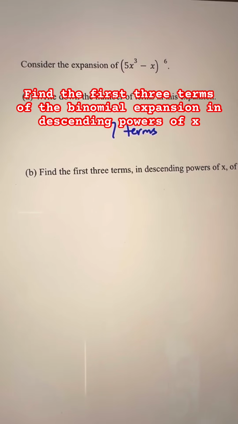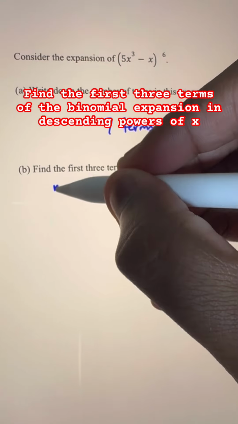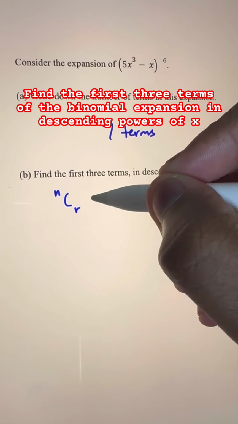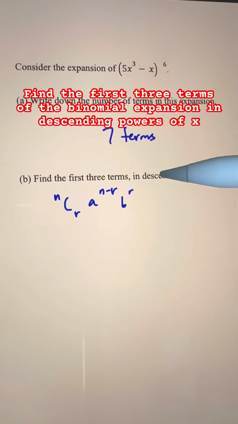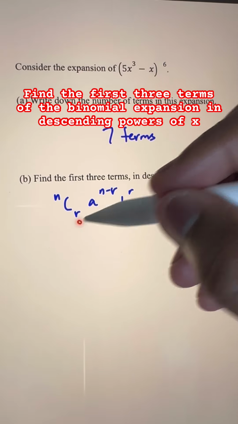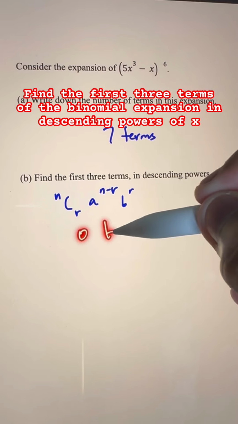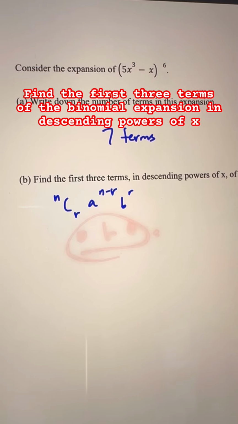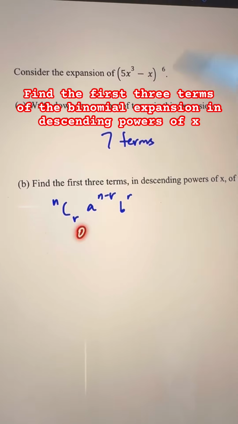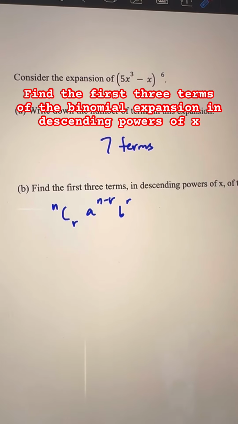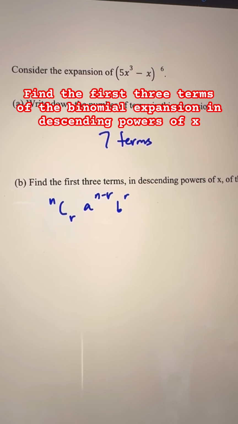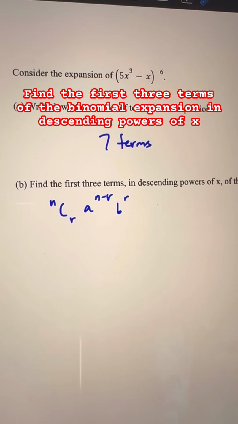The general term for a term of a binomial will be n choose r times a to the power of n minus r, b to the power of r. And in this case, r is the term number from 0 to 6 because there are 7 terms. Let's start with r equals 0, which will give the first term, which is this to the power of 6, that term. So what is this nCr before we start that?